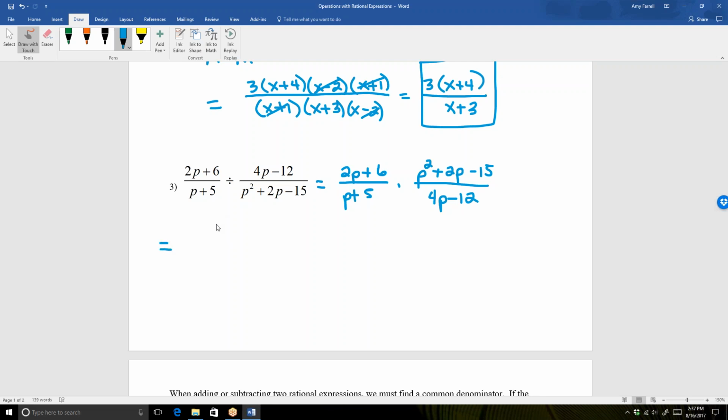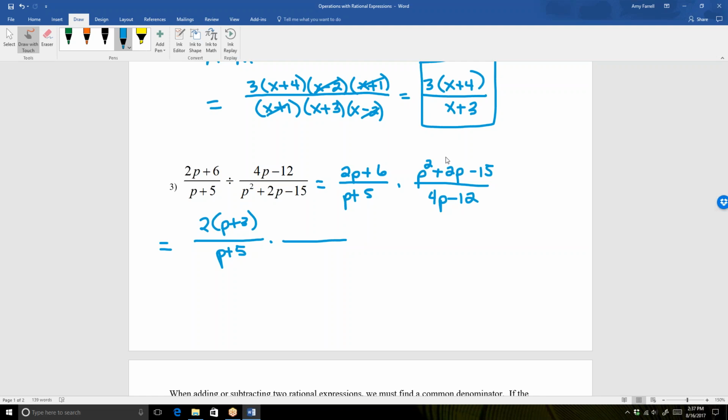And then from here, it's just like what we've been doing. So just one extra step here. I'm going to factor a 2 from the two terms in the numerator of the first rational expression. I'd be left with p plus 3. P plus 5 cannot be factored.